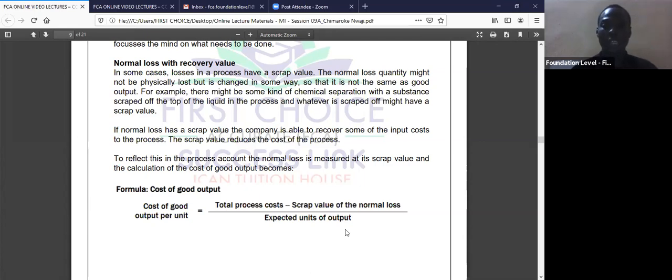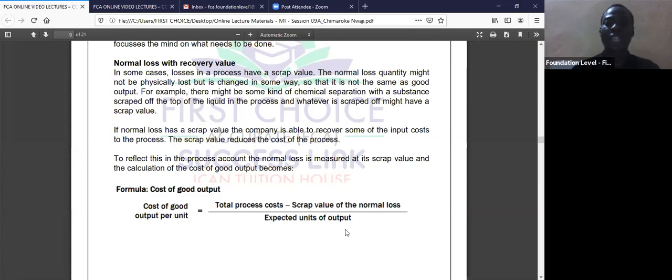Or maybe there is a burnt bread. Or maybe there are some breads that insects would have eaten where it was kept, and you cannot sell it to the open market. And so some people might want to buy it for scrap, to make feed for animals or to do some other things. Now, that means you have recoverable value. You will not be disposing of the loss.